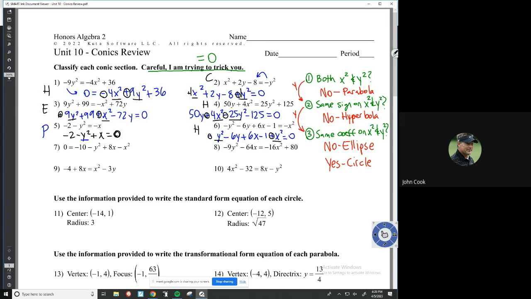All right, and then I already have this in general form. So let's see, we've got an x squared and a y squared. They both have the same sign. They're both negative, and they both actually have the same coefficient, 1 in front of them. So this thing is a circle.